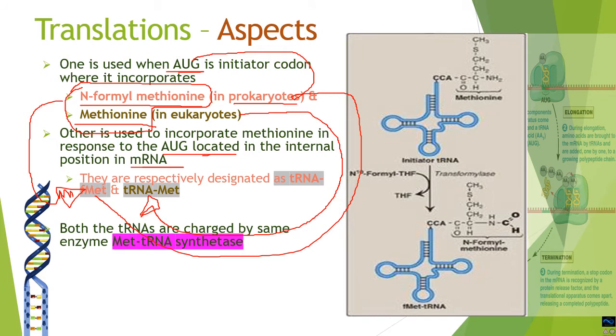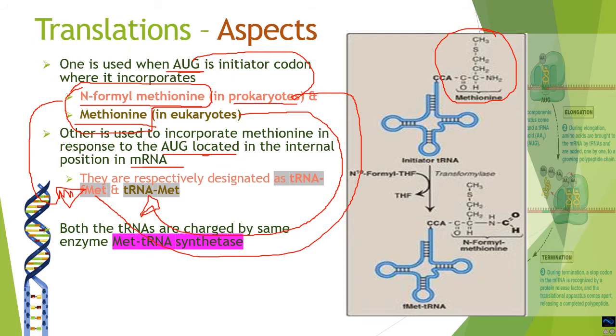However, both tRNAs are charged by the same enzyme, which is methionine tRNA synthetase. So it means that during the charging process of this tRNA in both prokaryotes and eukaryotes, the charging happens with methionine, as you can see in the accompanying picture.